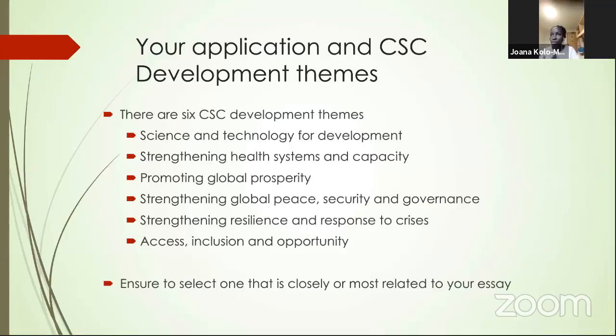I'll give you an example of my own. My master's, like Joshua already said, is in international human rights law and development. Of the 6, the one I picked was strengthening global peace, security, and governance. My work is not related to science and technology, it's far from it. It's not related to health systems, global prosperity, or resilience and response. It's actually related to access and inclusion, but you're only supposed to pick one. So you should pick the one that is most relevant to your essay and to the course you're applying for. So it's very, very important. Next slide.